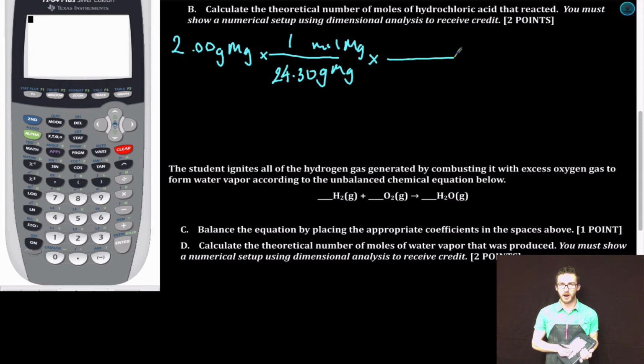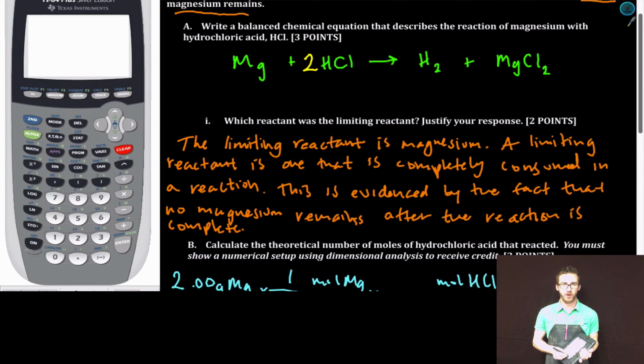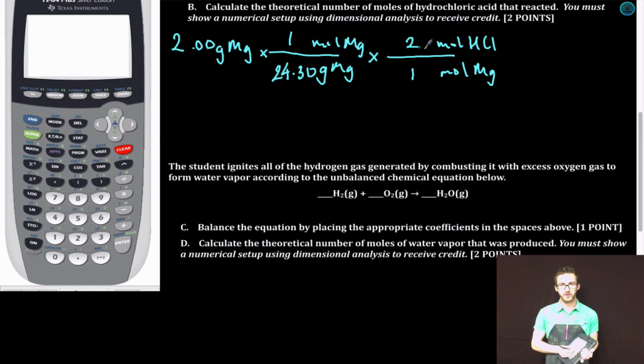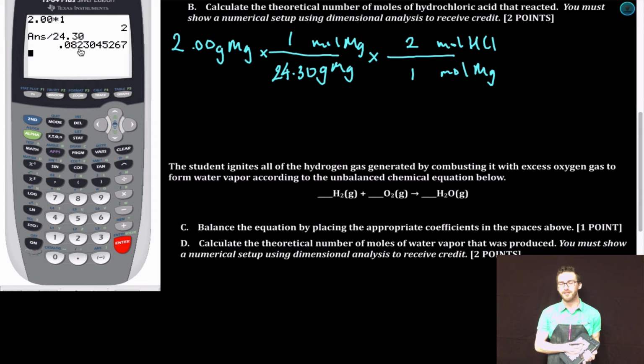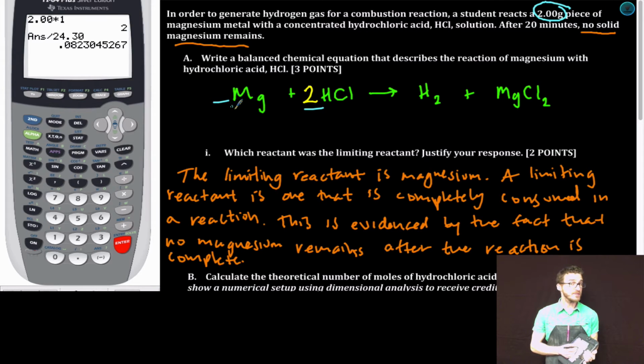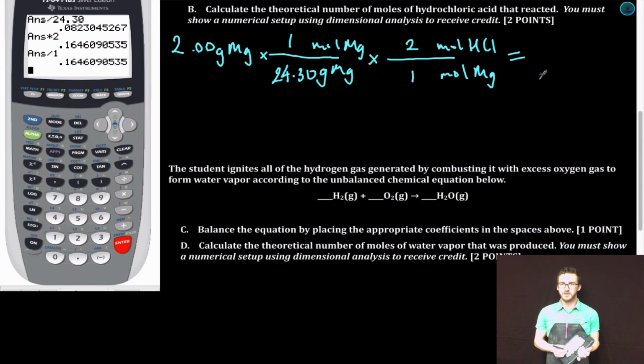Next, let's compare moles of magnesium to moles of HCl. This relationship comes from our balanced chemical equation. Quick peek back up at the reaction that we wrote in part A. The relationship is a 1-to-2 relationship. Calculator time. 2.00 times 1 divided by 24.30. Let's take it one step at a time. My 2 grams of magnesium is really 0.08 moles of magnesium. And according to my balanced chemical equation, however many moles of magnesium I reacted, I must have reacted twice that number of moles of hydrochloric acid. Times 2 divided by 1. To 3 sig figs, I've got 0.165 moles of HCl. Boom.